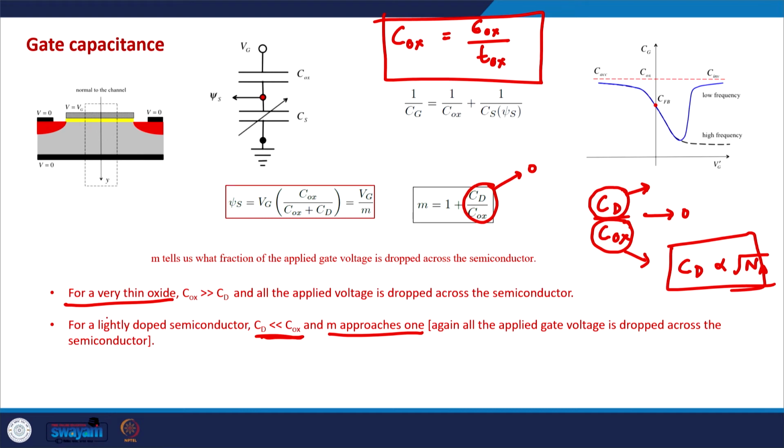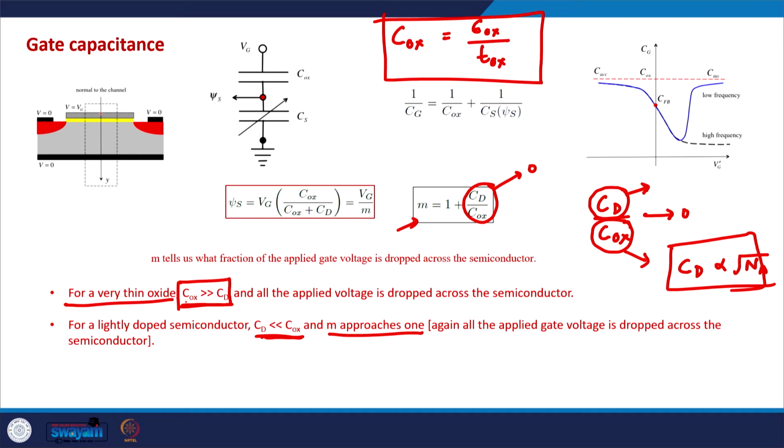So, by making a very thin oxide, we could make sure that Cox is extremely large as compared to the depletion capacitance, and that way we can bring M closer to 1. But there is a trade off in making a very thin oxide, because as soon as the oxide thickness goes below 2 angstroms, there is a tunneling of carriers from gate to channel. So, there the tunneling current from the gate to the channel starts becoming prominent, and we would always like to avoid that.